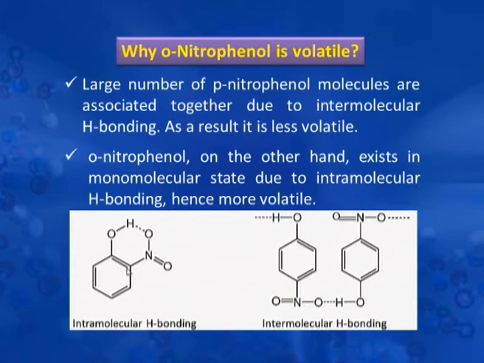Now, when the molecule has intramolecular hydrogen bonding, the molecule will be in monomolecular state. That is why orthonitrophenol is steam volatile, whereas in case of paranitrophenol, a large number of paranitrophenol molecules are associated together, and as a result they are less volatile.